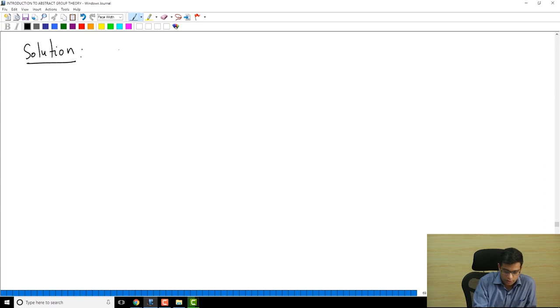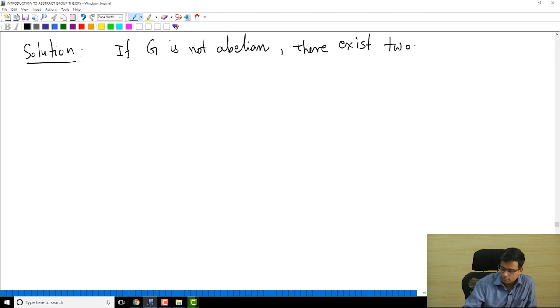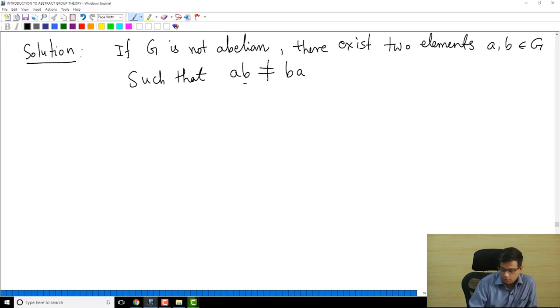So, maybe I should write this. If G is not abelian, because the definition, remember, is that G is abelian if you give me any pair of elements A, B in the group, AB equals BA. This must be true for all elements A, B. So, what is the contrapositive of this? If G is not abelian, there exist 2 elements, let us say A, B in G, which do not commute with each other, such that AB is not equal to BA.